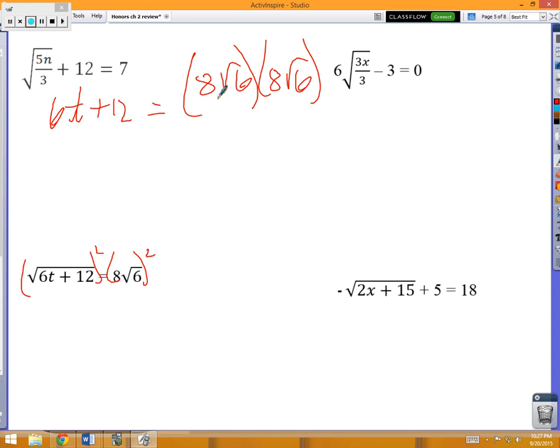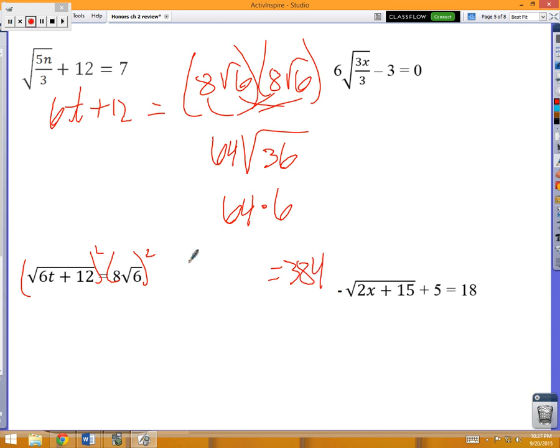So when we multiply, the 8's multiply, that's 64. And the 6's multiply, and that's 36. And that's a perfect square. The square root of 36 is just 6. So we really got 64 times 6. And what is that? So on the right side we really got 384, and on the left you got 6t plus 12.